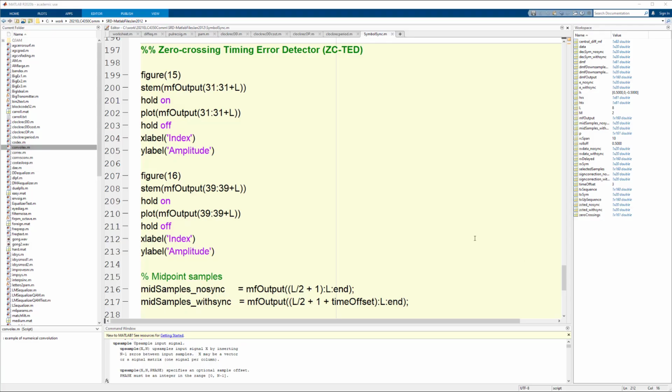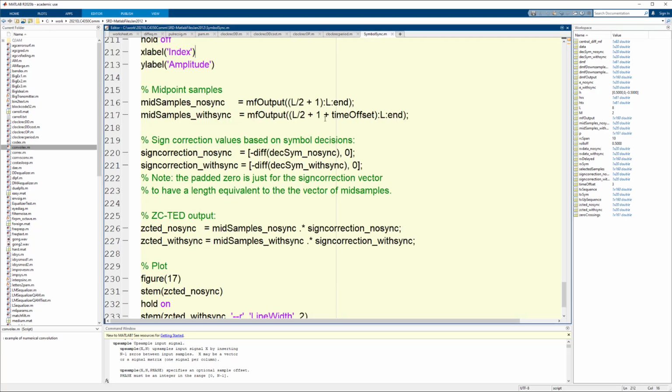In the Matlab example, figure 5 is the matched filter output. We take a specific symbol span of 8 samples, arbitrarily from the 31st to the 31st plus L. In figure 16, we plot another symbol span, from the 39th sample to the 39th plus L sample. We take the middle point of the symbols of my matched filter output. The middle point is at L/2 plus 1, that's the central point, with a sample period of L, all the way to the end.